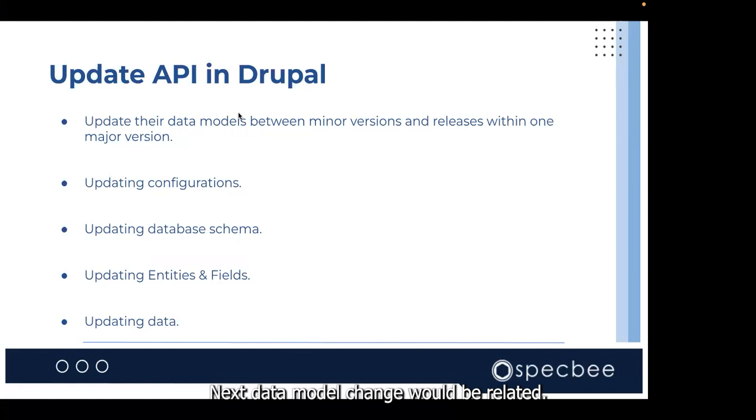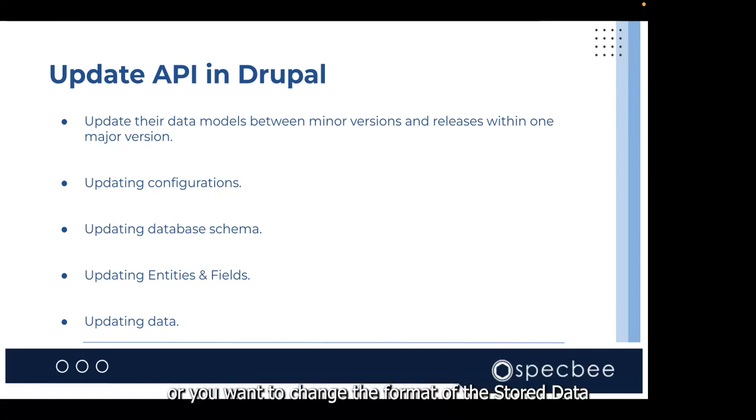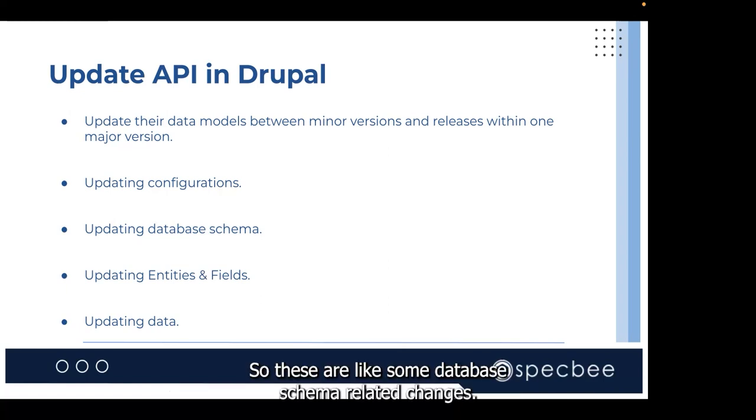Next, data model change would be related to your database schema changes. Sometimes your module defines its own hook schemas, so basically they define their own custom database table. Now, if you want to make any changes to the existing table, like you want to add a database table or a column to the existing table, remove columns or change columns, or you want to change the format of the stored data, these are some database schema related changes.